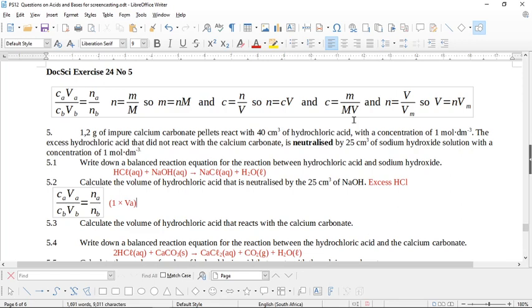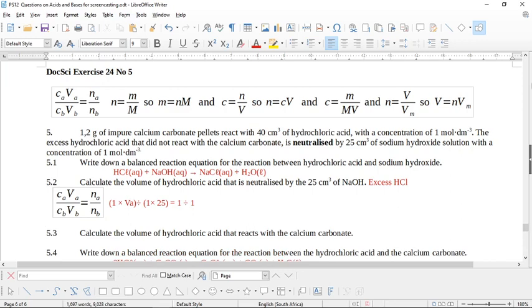And then this is over the concentration of the base, CbVb, and the base is the sodium hydroxide, so it's 1 again for the base, because here in the question it says 25 cubic centimeters of sodium hydroxide solution with a concentration of 1 mole per cubic decimeter, times the volume of the base. This was 25, okay? And then this is going to be equal to the number of moles of the acid over the number of moles of the base, and we get this from the balanced reaction. So this is 1 divided by 1, which I do believe is going to give us 1.